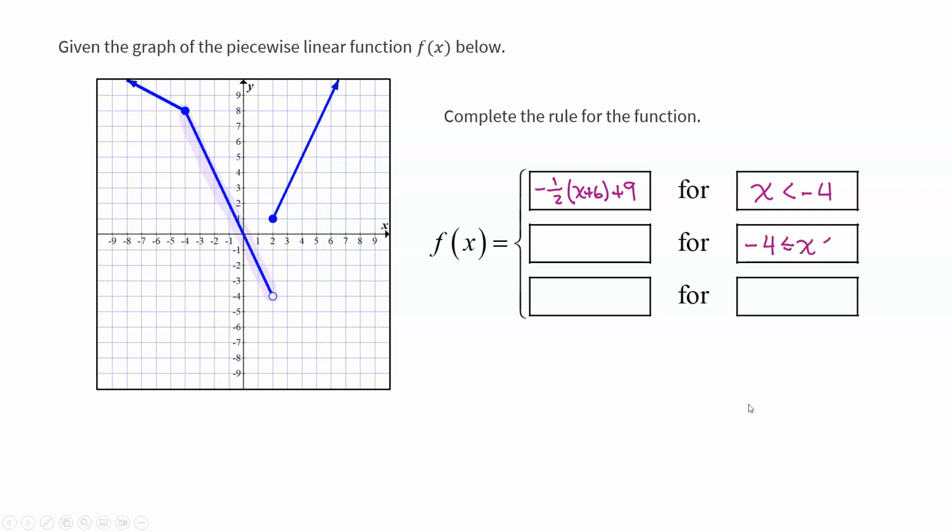So I am going to have the less than or equal to appearing here. Now I could either have that here or here, one or the other, just not both. So between negative 4 and 2, I'm following this section here.